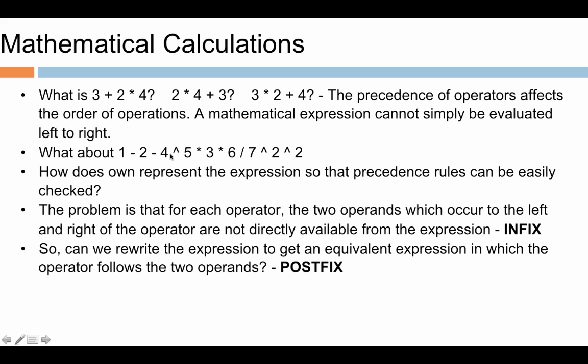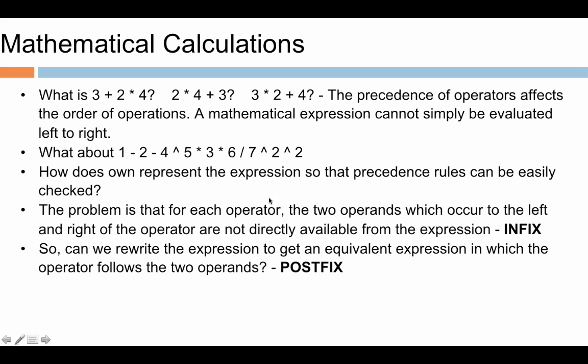Right? So it's really 4 power 5 multiplied by 3 multiplied by 6 divided by 7 power 4. The result of that is subtracted from the result of 1 minus 2. Therefore, that is what is brought out in this point.